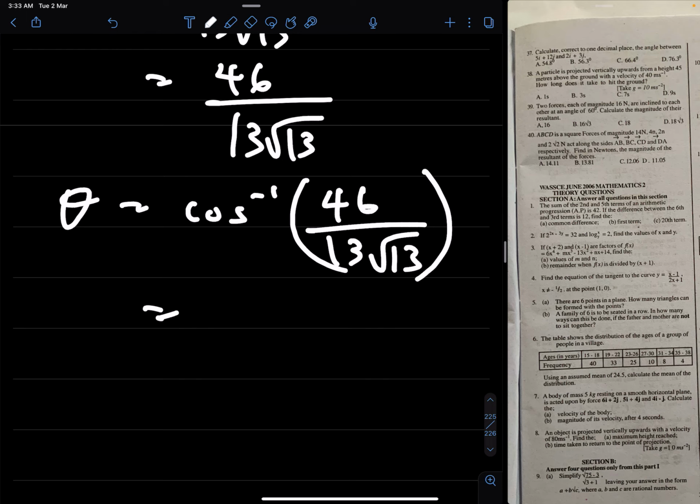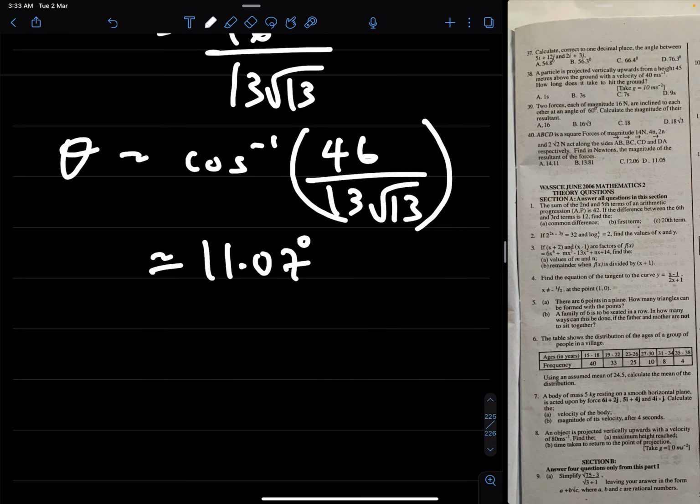I think I should do it in bits. 13 root 13, so 46 divided by 13 root 13. And now the cos inverse of that answer, which is 11.07. Okay, that's approximately 11.07 degrees. So the angle between them is 11.07 degrees simply.